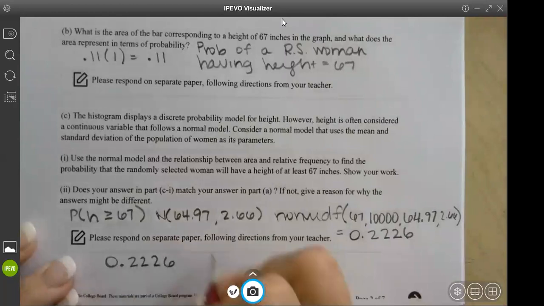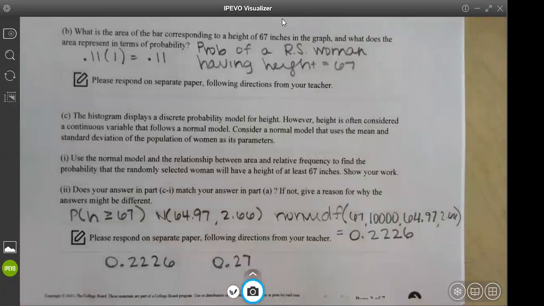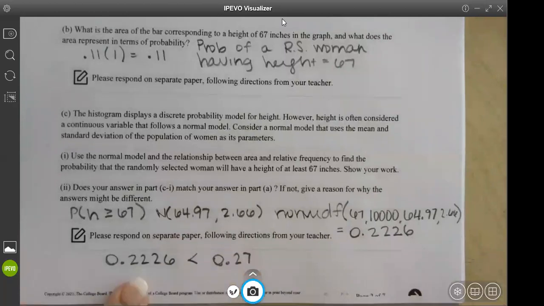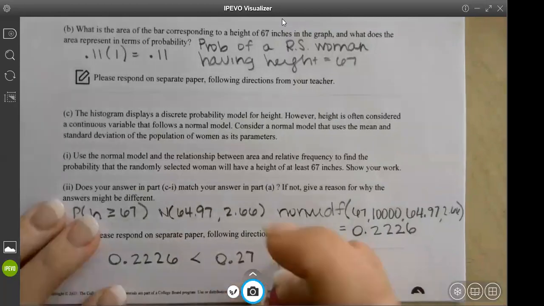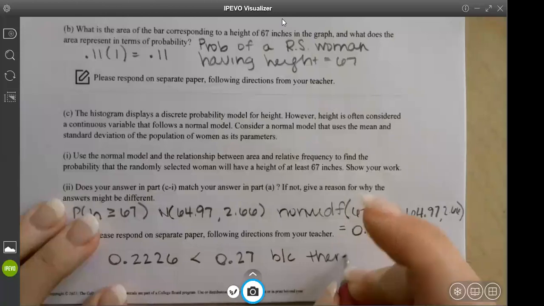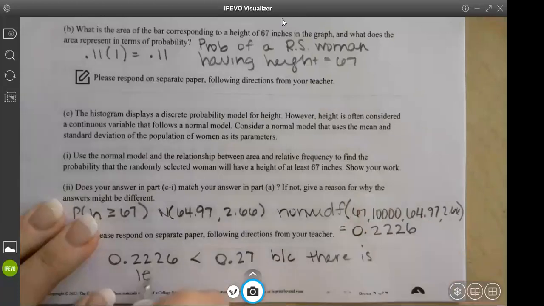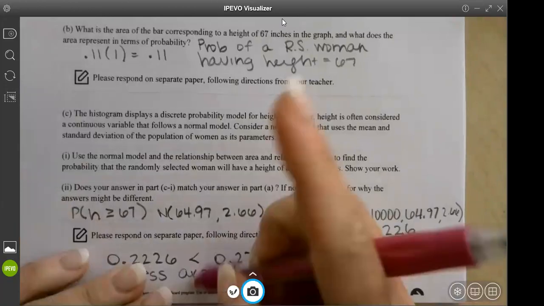Our other one was 0.27. So it says, does your answer in part C1 match your answer in part A? If not, give a reason for why the answers might be different. So this one is actually less than part A, and why is because there is less area in the tails. Sorry, can't write today.